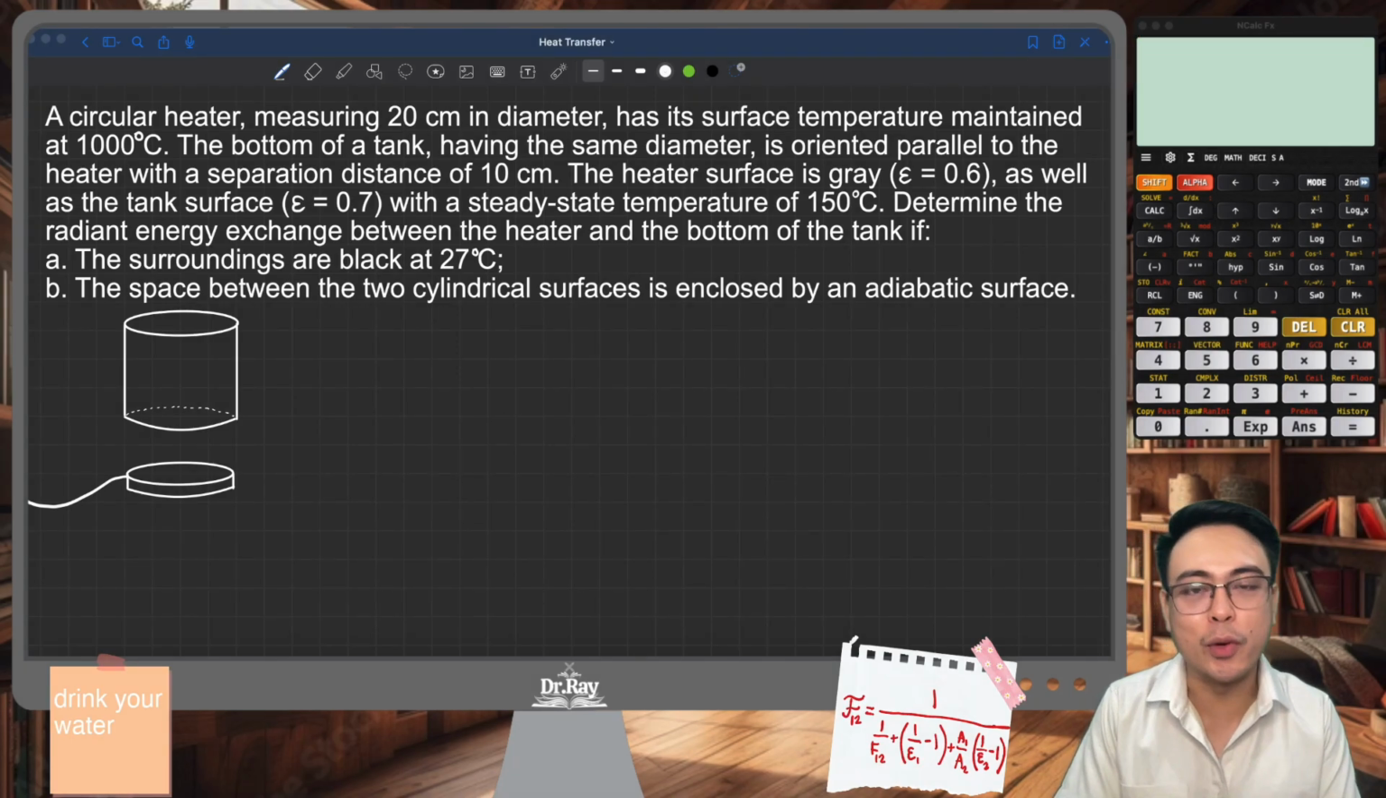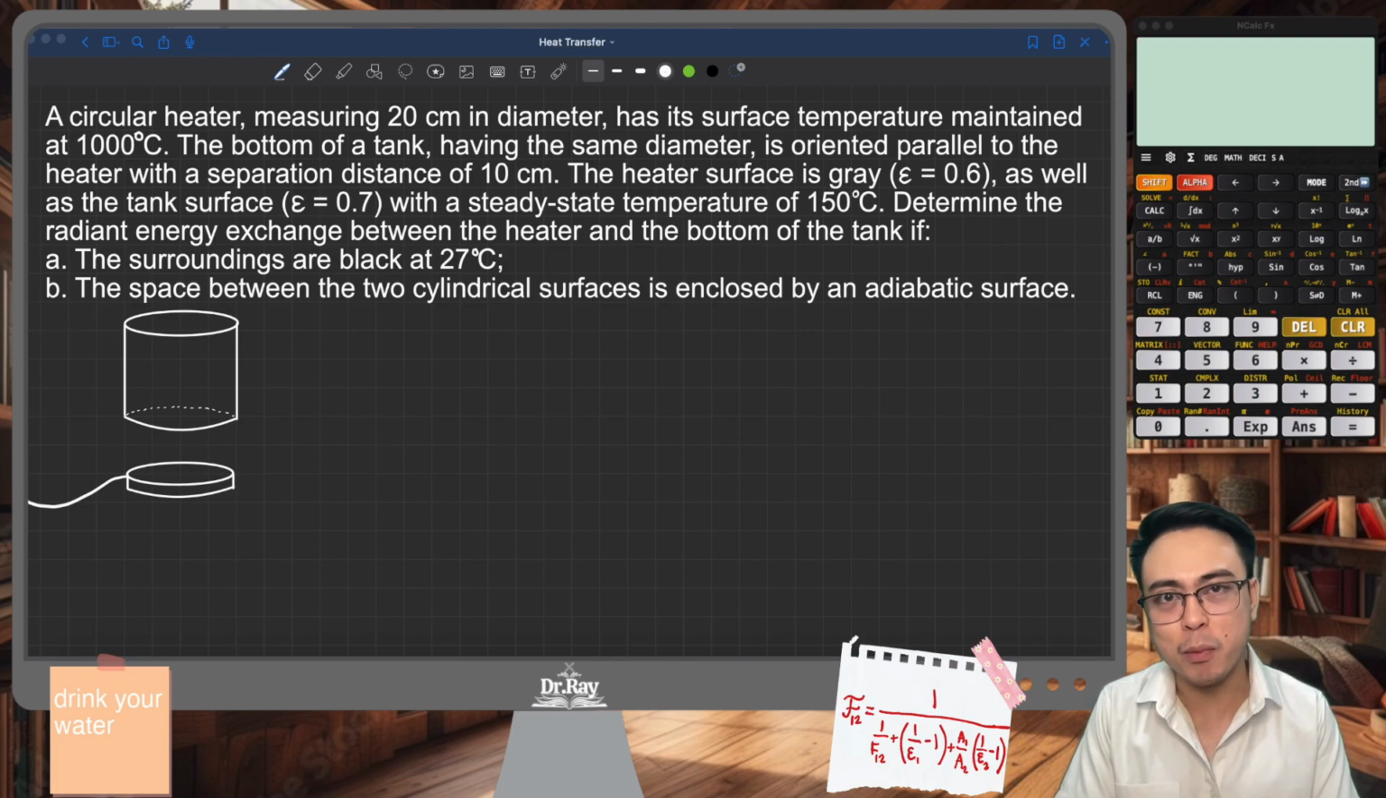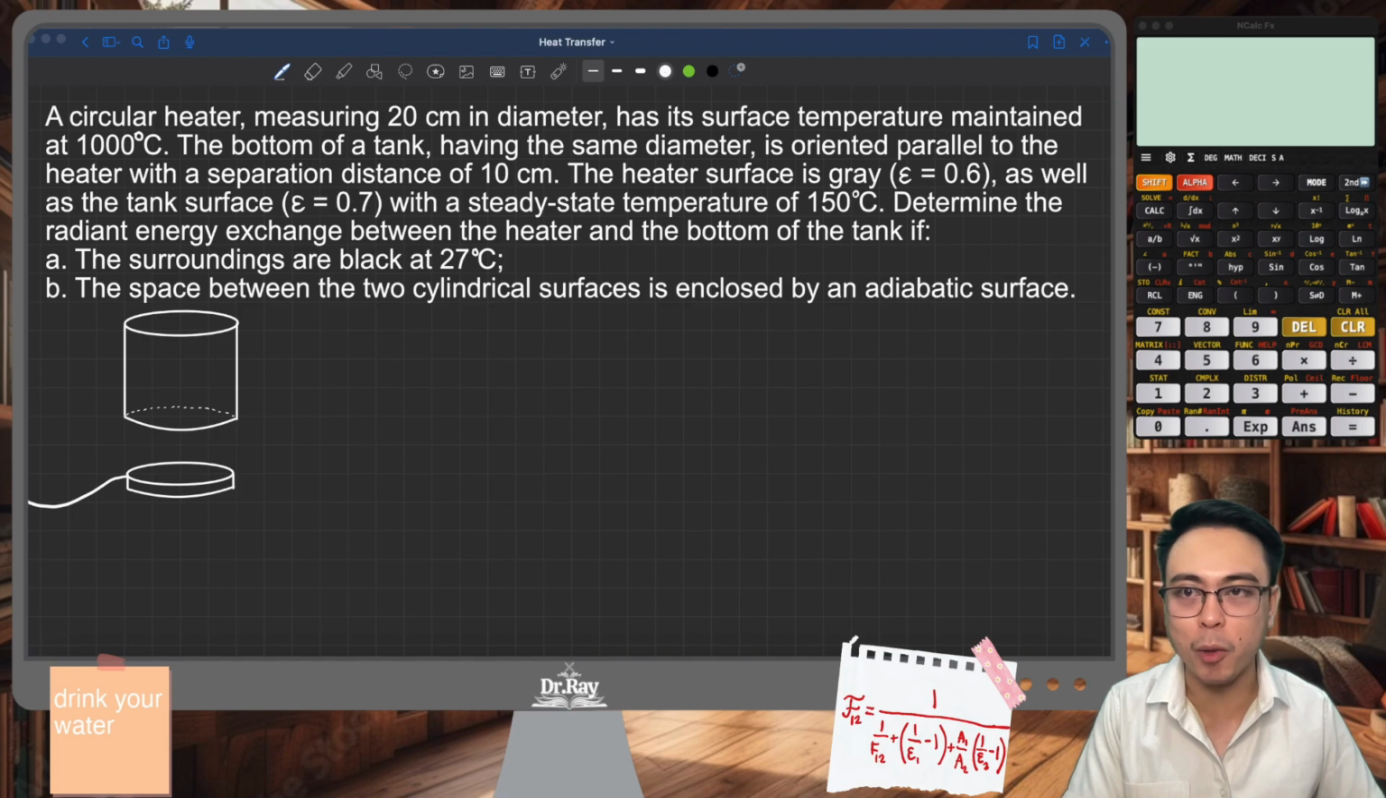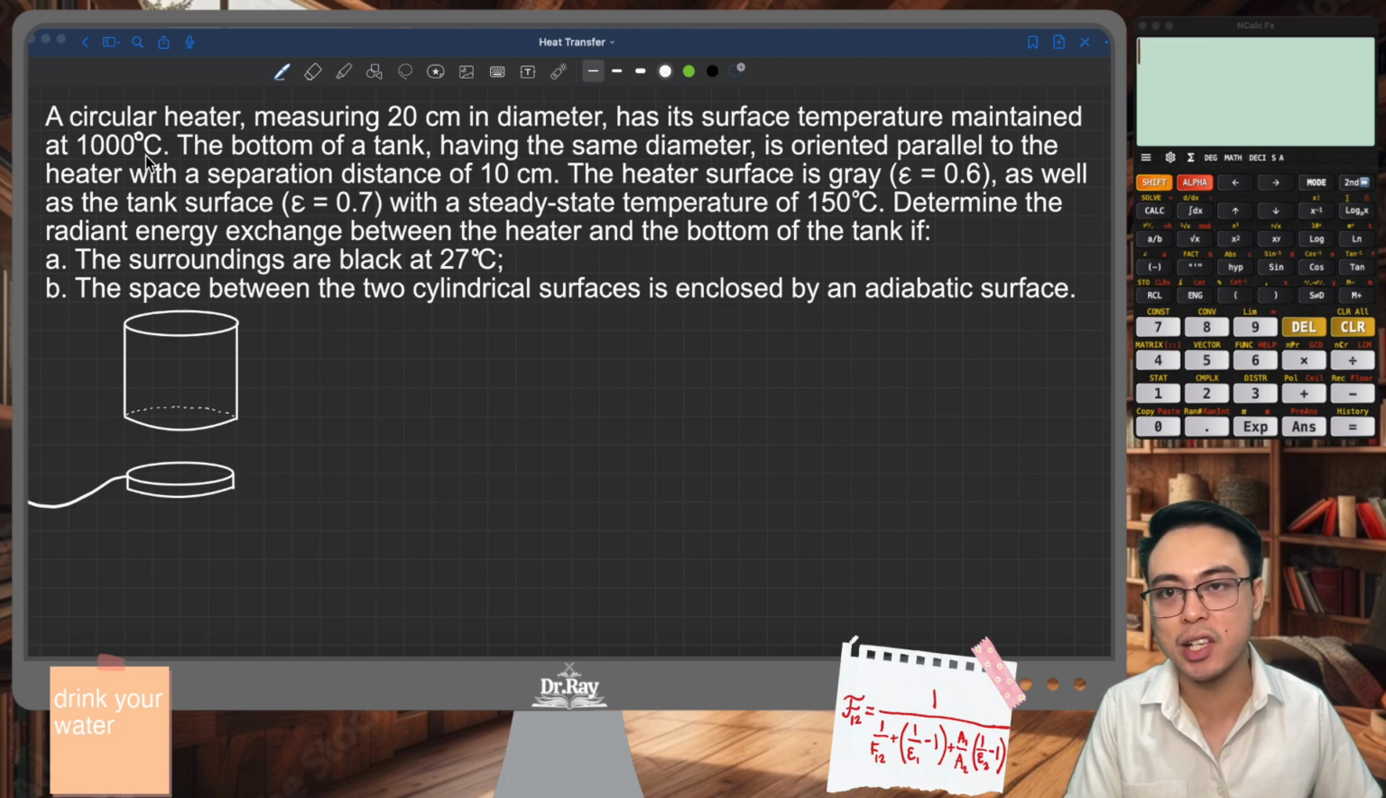In this video, we are going to solve a sample problem regarding radiation heat transfer with a simplified approach to view factors and the overall interchange factor. Here's the problem. A circular heater measuring 20 centimeters in diameter has its surface temperature maintained at 1000 degrees Celsius.